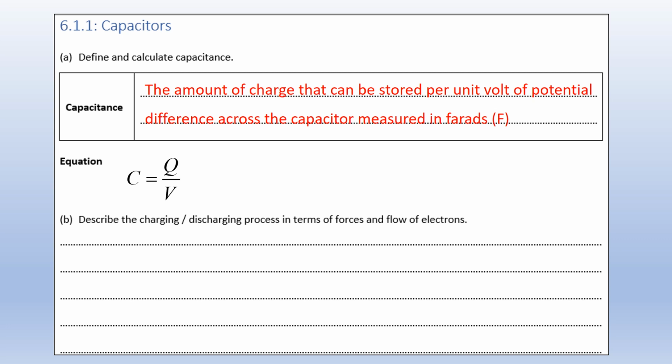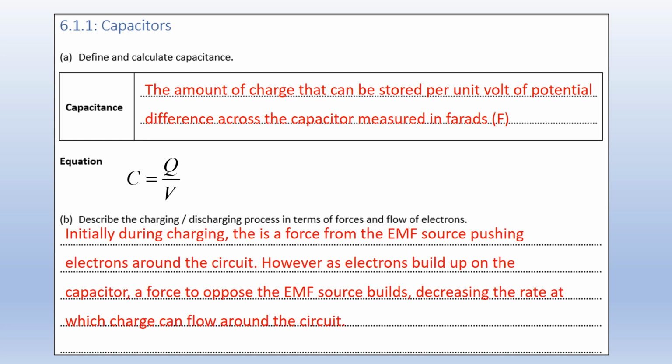So thinking about what's happening when a capacitor charges and discharges in terms of force and flow of electrons. Thinking about charging first of all, the reason anything happens at all is because the EMF source you put in provides a force from its electric field. That's what's causing movement to happen. So initially, that's the only force in your circuit. So when you apply the EMF source, there is a force to make electrons move around the circuit.